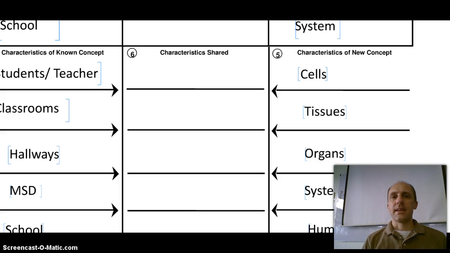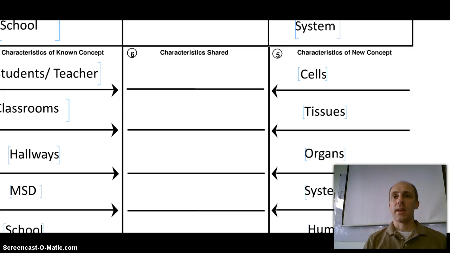Okay, so what's this idea of homeostasis in relationship to this known concept of school? The idea behind that is the classroom, the students, and the teachers need to work together to create this environment that is the best for learning. Okay, so there are distractions, there are things that get in the way of that, and this idea of homeostasis would be like the teachers and the students working together to maintain that. Okay, so that is this idea of homeostasis.